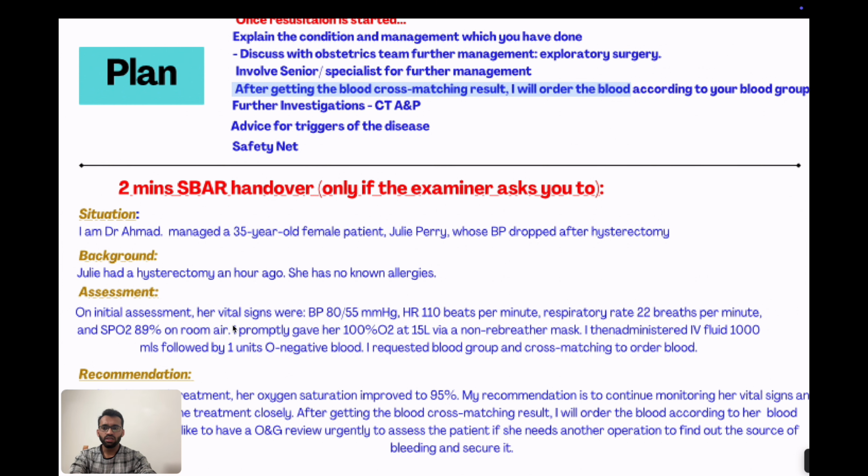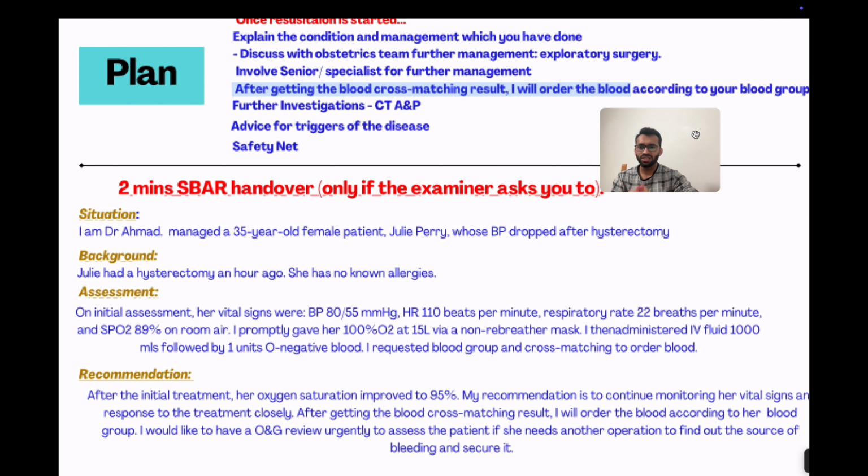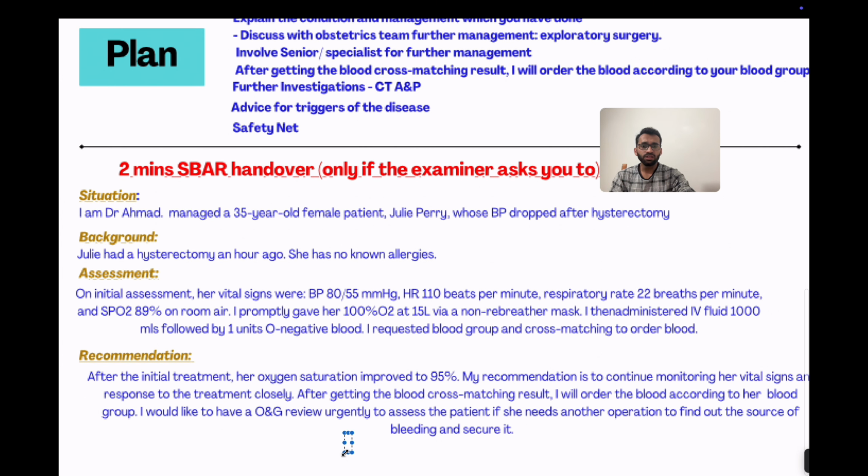Then you can give your recommendation. After the initial treatment, her oxygen saturation came to 95%. My recommendation is to continue monitoring her vital signs and response to the initial treatment, and after getting the cross matching result, I will order blood according to her blood group. I would like to recommend an urgent review by the obs and gynae team, because this patient may need another operation, an exploratory laparotomy, to stop the bleeding and to find the source of bleeding.